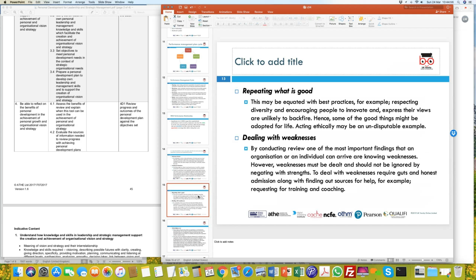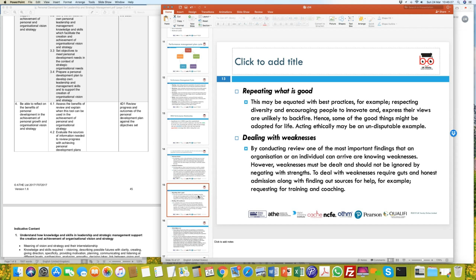Then we look at something which is, as we say, best practice, repeating something which is good. Here, in most organizations, over the years, if something is working well, it is adopted as a best practice, and these best practices are then shared with other employees who are doing the same type of roles, so that they are able to learn from this and look at achieving something which has been tried and tested in the past.